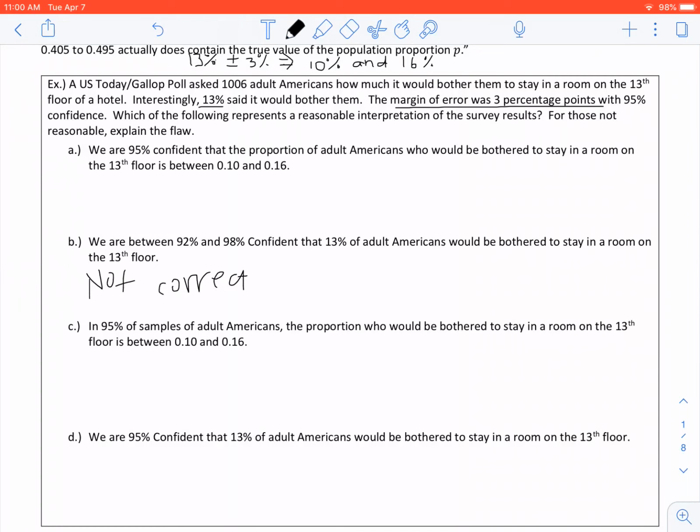So this is not correct, and the reason why is because it says that it's between 92% and 98% confidence. We don't say anything changes with your confidence level. Your confidence is 95%, and that does not change. So B is not correct.